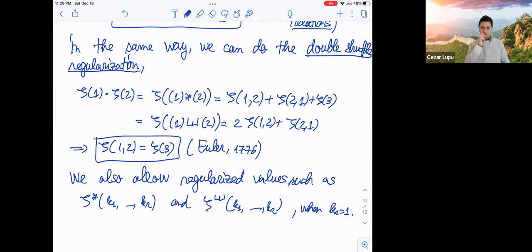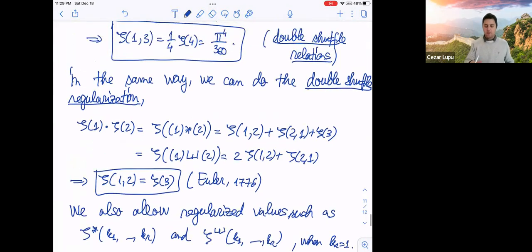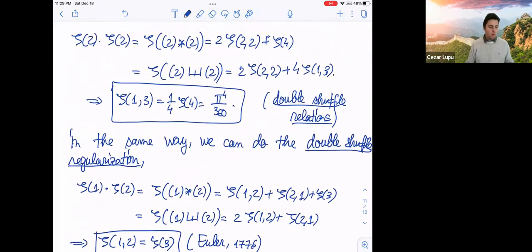So in this way, we can get some other values as well. Anyway, before I state the conjecture, let me play around with some other examples. In fact, I have a bunch of examples. So you see, we played around in weight 3 and weight 4. So maybe now we can move to weight 5, for example.